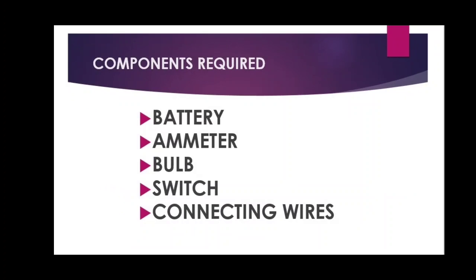The first main component, which creates a potential difference, is the battery. Next is the ammeter, which is used for measuring the electric current. Next is the bulb, which works on electrical energy. Then the switch, which makes or breaks the circuit. And finally, the connecting wires, without which the components cannot be connected at all.